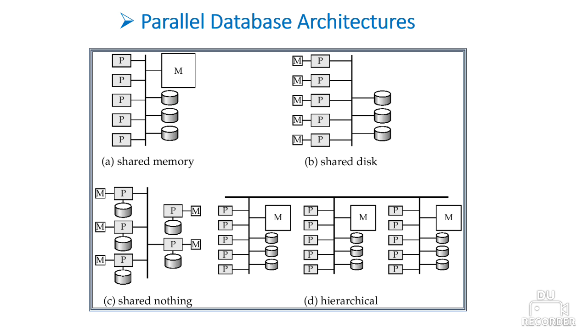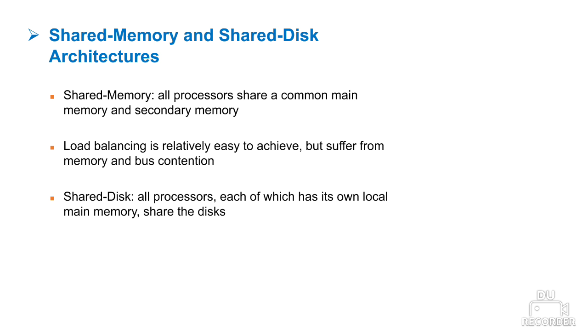In figure B, shared disk. There are many memories, many processors, but the disk is single. So like in shared memory, in shared disk also a single disk is shared by many processors. So we will go through shared memory and shared disk first. Shared memory and shared disk architectures.